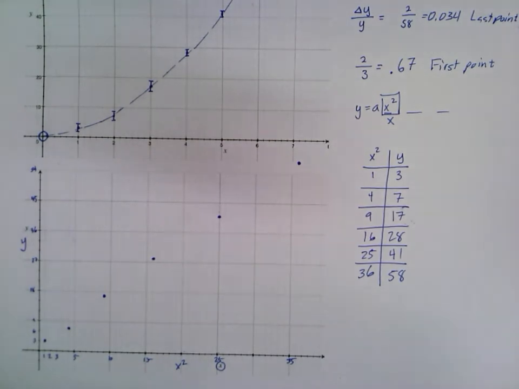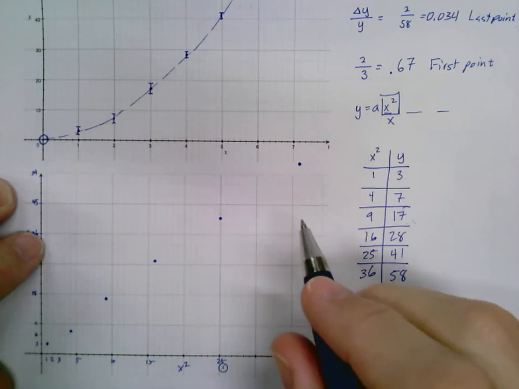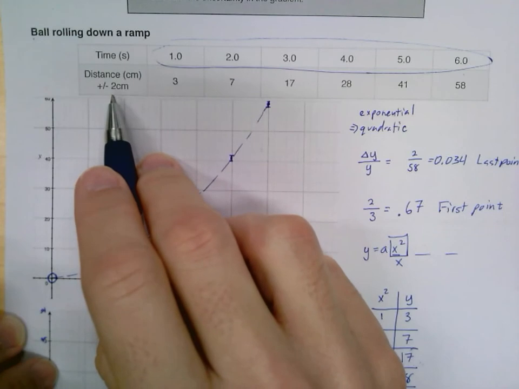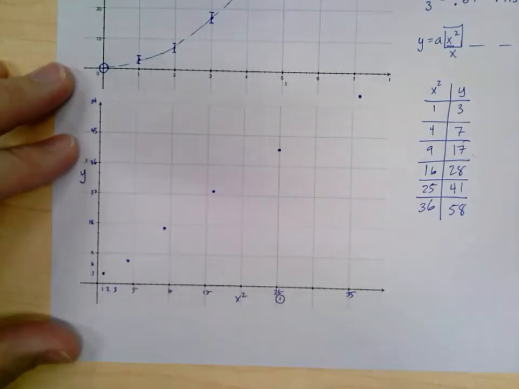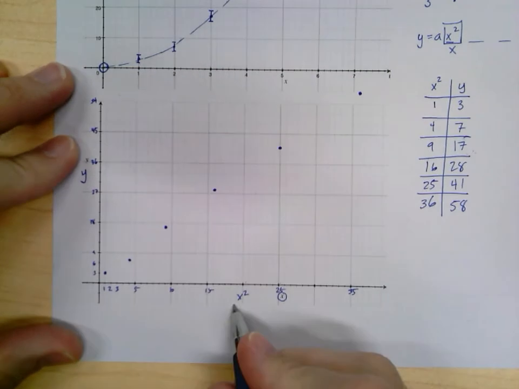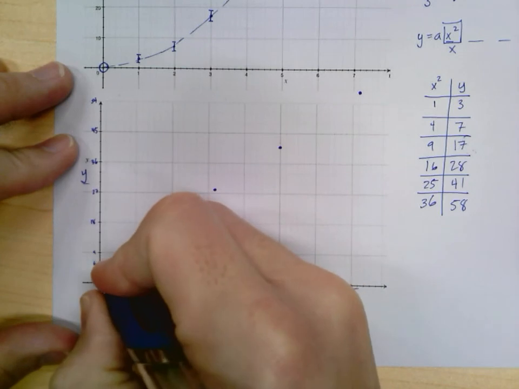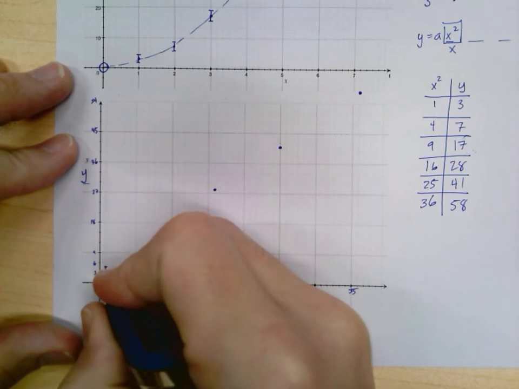Now, one thing that I want to make sure to do here is that I have my uncertainty. Remember my uncertainty before was plus or minus 2 centimeters. I have squared the x values. I have not squared the y values. So that means that the y values are going to just stay the way that they are. That might affect the uncertainty in x. It doesn't affect the uncertainty in y. So my uncertainty in y is still plus or minus 2 centimeters. So I'm going to try to do that 2 centimeters here.